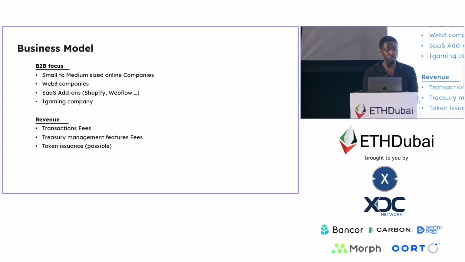Right now we mainly focus on small to medium-sized businesses, Web3 companies that are focused on B2C and that really only want to sell services, and not tokens or things like this. SaaS add-ons with our API, like Shopify, Webflow, and e-gaming companies. And our revenue model will mainly be transaction fees, treasury management feature fees, and maybe in the future, token issuance.